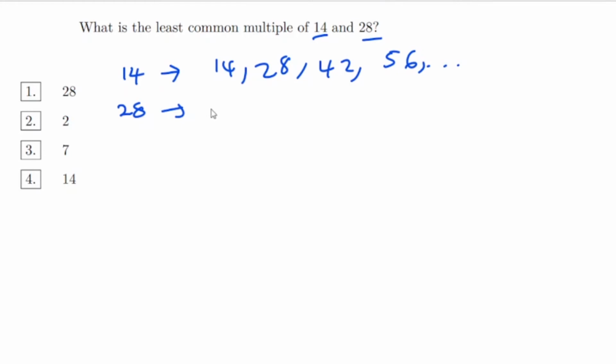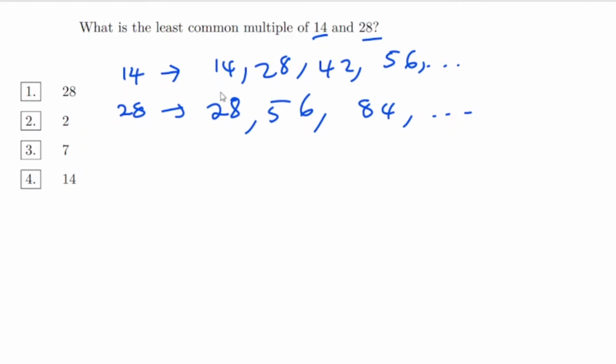If you list out multiples of 28, you get 28, 56, and 84. And then you can get more if you have time. But we're looking for the smallest one that is common to both 14 and 28.